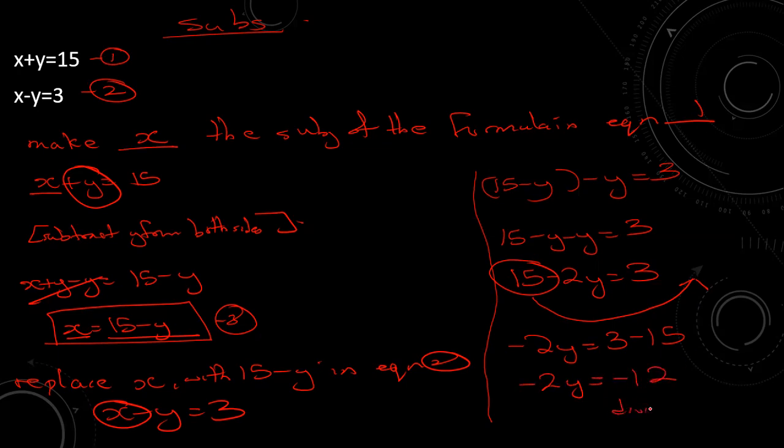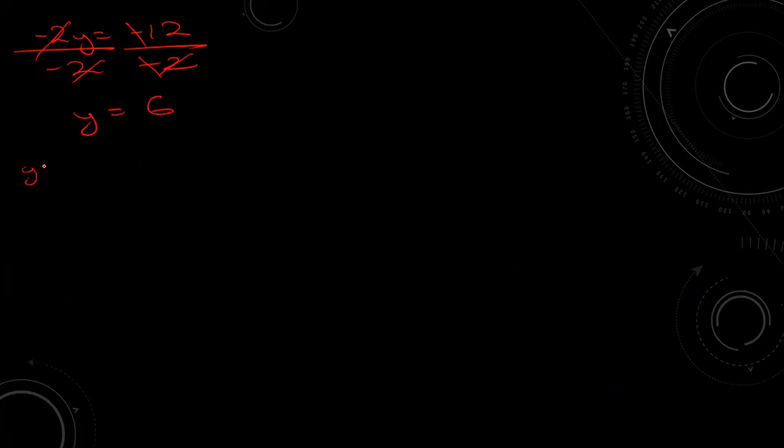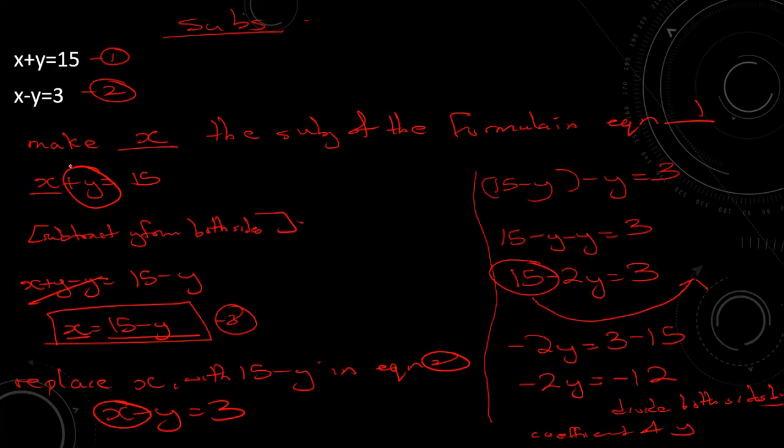The next thing we do is divide both sides by the coefficient of y. The coefficient of y is minus 2. So we have minus 2y equals minus 12. Divide both sides by minus 2. The minuses cancel out, and we're left with 6. y equals 6. So the idea of substitution is to end up with something like this, where we only have one variable to deal with, and from there we can find our y.